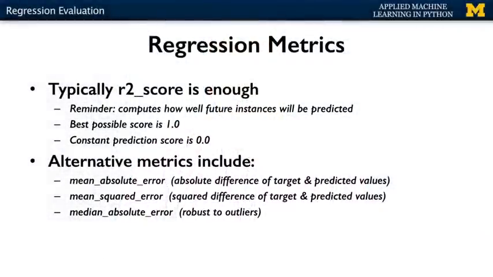Finally, one situation that does arise quite often is the existence of outliers in the data, which can have unwanted influence on the overall R-squared or mean score value. So in those cases, when ignoring outliers is important, you can use the median absolute error score, which is robust to the presence of outliers because it uses the median of the error distribution rather than the mean.